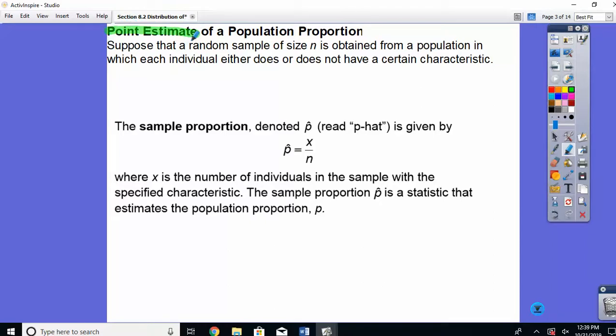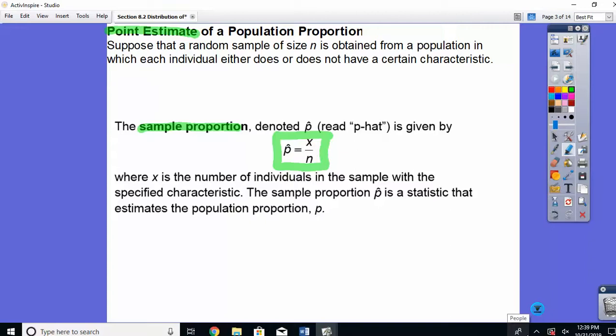If I have a random sample of size n from a population, and either the individual does or does not have a characteristic, so they favor this or they do not favor it, then the sample proportion, we call that p hat, and it's just exactly what you think. X over n. X is the number of individuals with the characteristic. N is the number in our sample. P hat estimates the true population proportion.